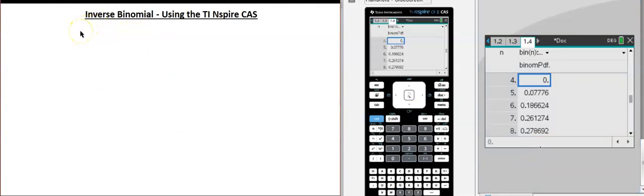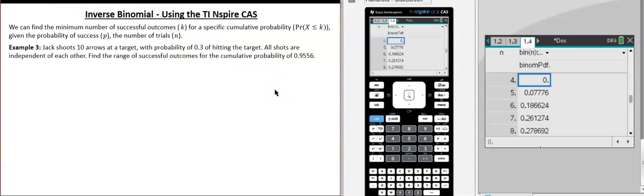We can also find the minimum number of successful outcomes for a specific cumulative probability, given the probability of success and the number of trials. This is the inverse binomial function of CAS. Here's an example. I'll give you a moment to read it.